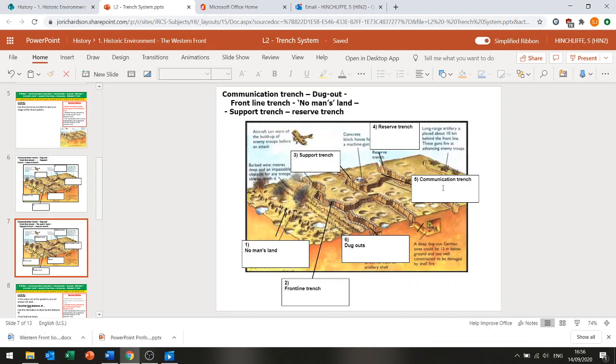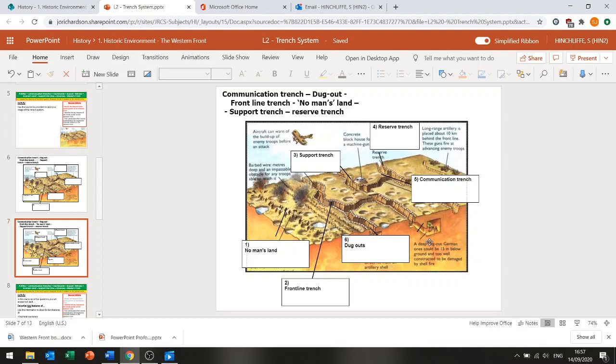5 is the communication trench. You can see it connects the trenches. So here's another example of the communication trench. The communication trench was really significant. As it says in the name, they were able to send messages to each other, to the front line, about attack and defense. Also supplies. If you're on the front line, you need weapons, you need ammunition, you need food, letters home to raise morale. Okay, so the communication trench was really significant.